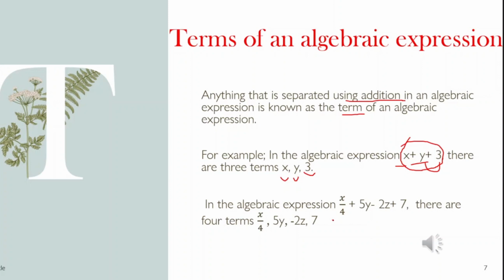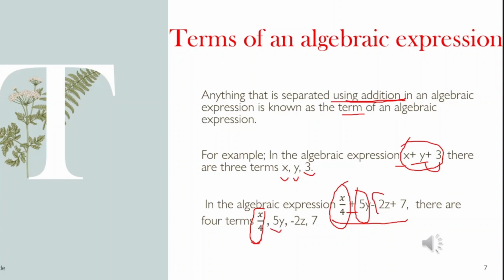Similarly, in x over 4 plus 5y minus 2z plus 7, how many terms are there? There are 4 terms. The reason is x over 4 is separated from 5y using an addition sign. And as we have learned, anything that is separated using addition is a term. So x by 4 is one single term. Do not consider x as one term and 1 over 4 as the other. No, because x over 4 doesn't have any addition sign in between them, right? So x over 4 is one term, 5y is another term.